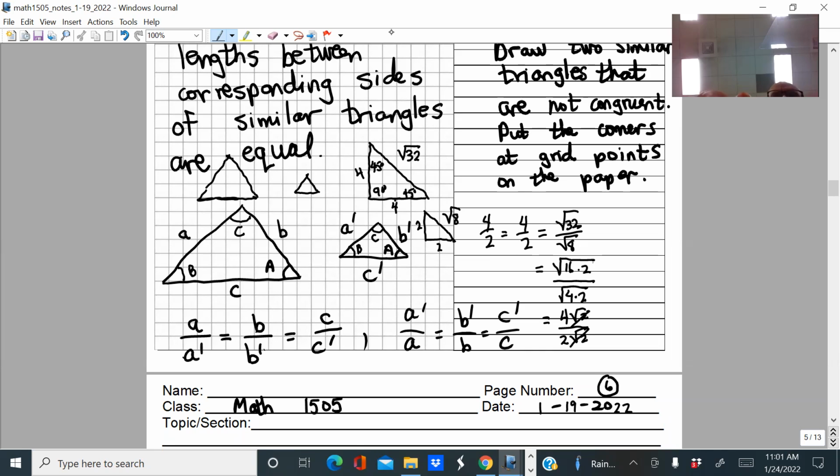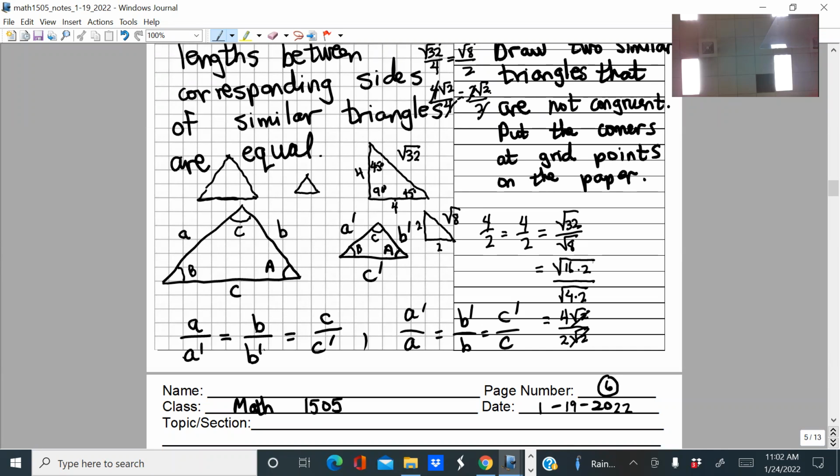Are those the same? I know they must be, but let's check it. Is the square root of 32 divided by 4 the same as the square root of 8 divided by 2? Remember, the square root of 32 was 4 square root of 2, so you have 4 square root of 2 over 4, and the square root of 8 was 2 square root of 2, so 2 square root of 2 over 2. Look what happens. These numbers divide out and you end up with square root of 2 equals square root of 2. So notice those ratios do turn out the same.